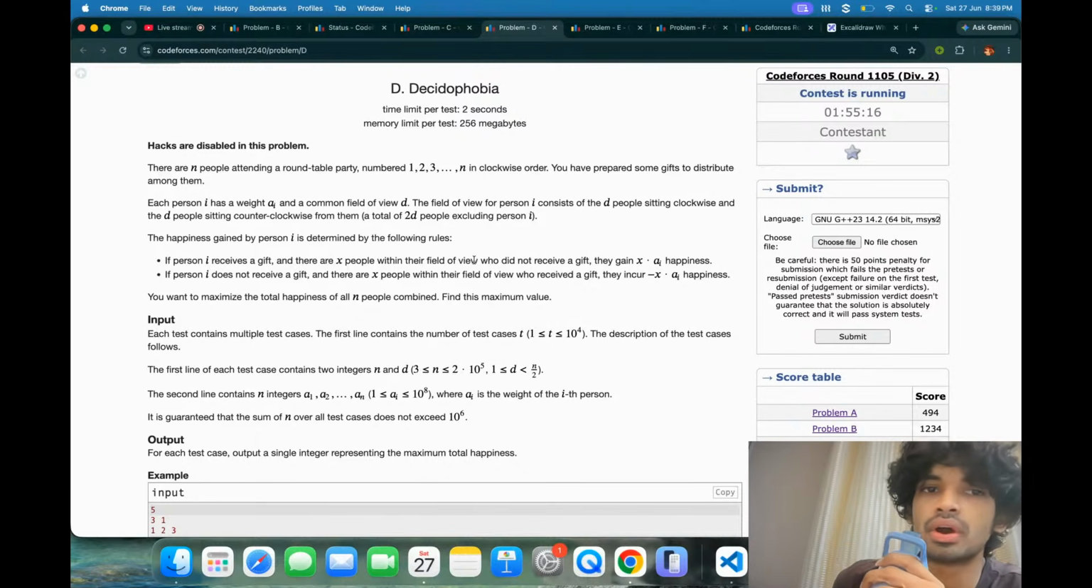there are n people attending a round table party numbered 1, 2, 3 and so on up to n in clockwise order.